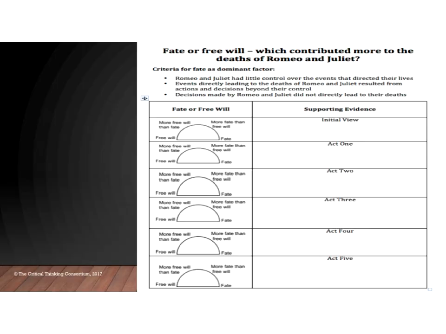The structure we used in this case was a dashboard. So instead of a ranking ladder, we're using a dashboard. Notice we come up with some criteria for the kids: if fate were a dominant factor, it would meet these criteria. Do you think fate or free will played a bigger role?